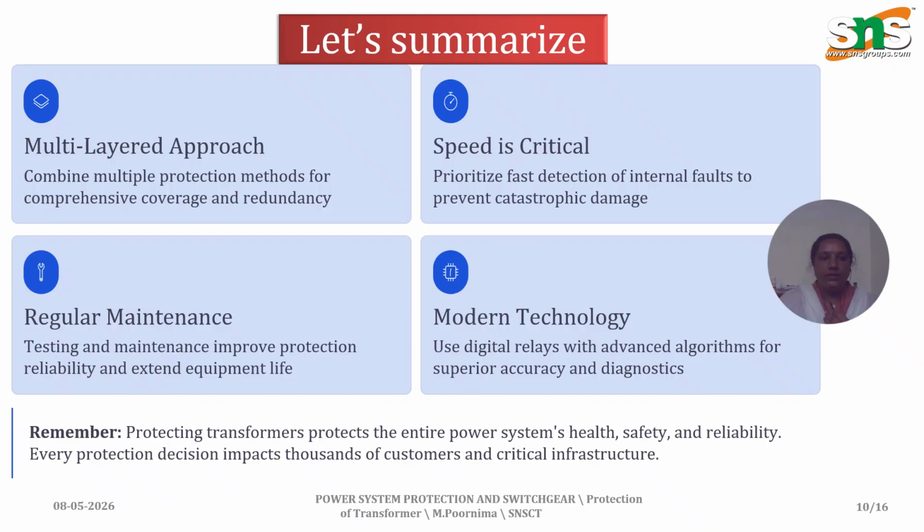So here we have seen the multi-layer approach, speed is critical, and regular maintenance. What about modern technologies? We use digital relays with advanced algorithms for superior accuracy and diagnostics. Speed is critical, so prioritize fast detection of internal faults to prevent catastrophic damage. And regular maintenance is important. Testing and maintenance can improve protection reliability and extend equipment life.